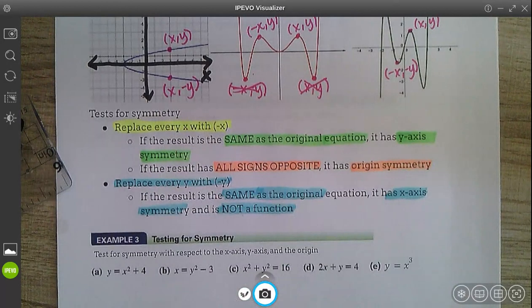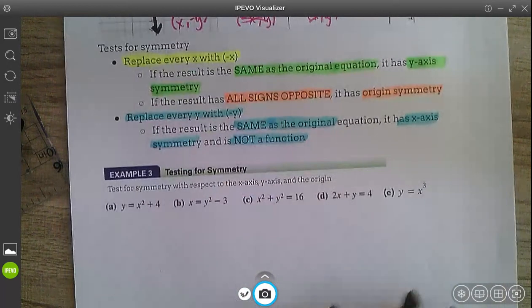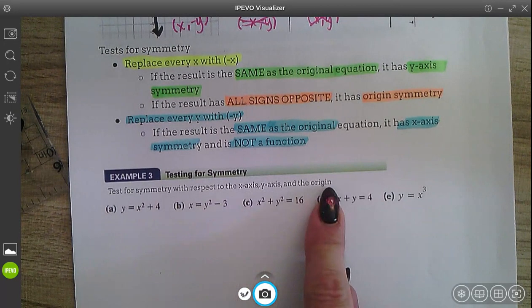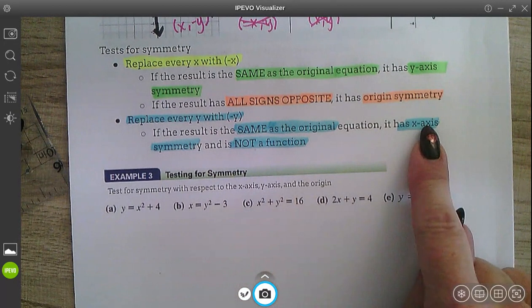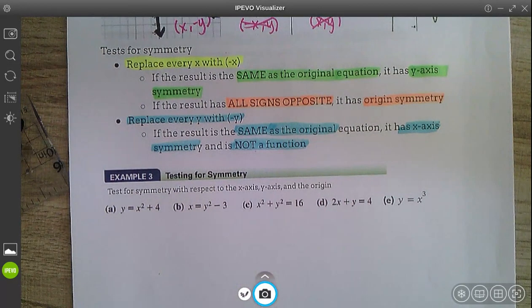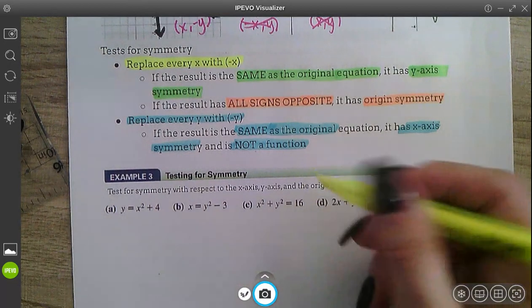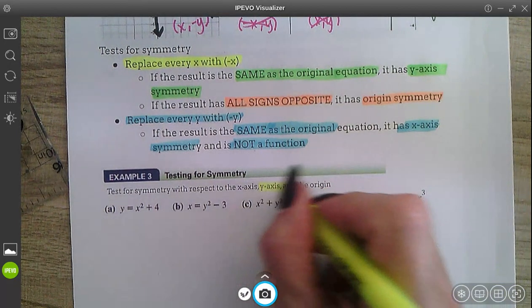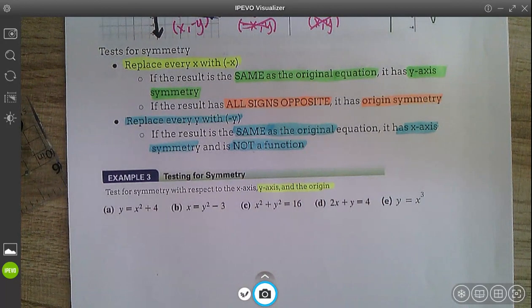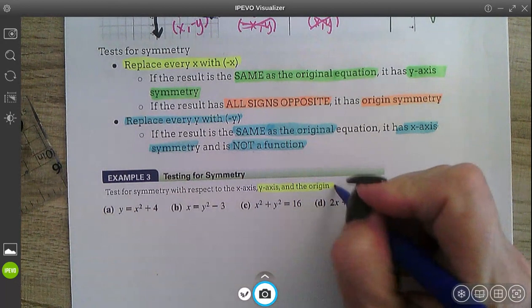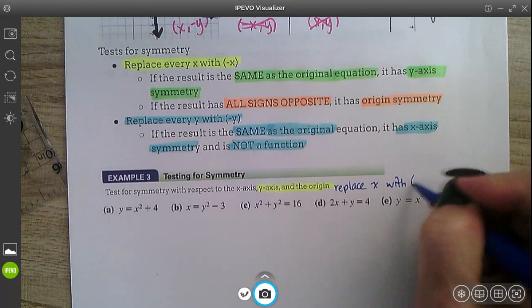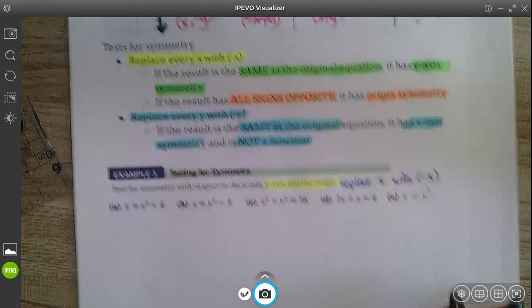So let's get some practice in. Test for symmetry with respect to the x-axis, y-axis, and origin. So the x-axis test is replacing y with opposite y. The other two is replacing x with the opposite of x and then checking to see what the result is. So the y-axis and origin, we're going to replace x with opposite of x. So we'll do that first.